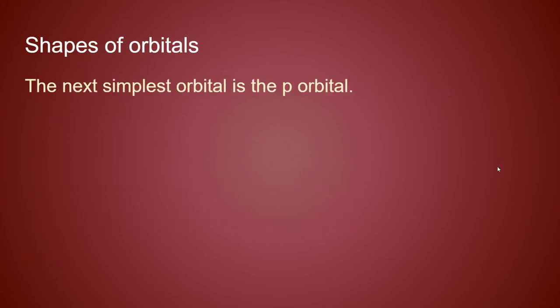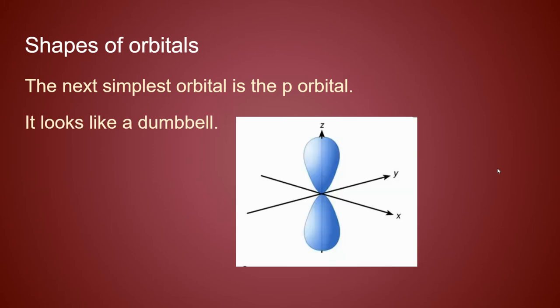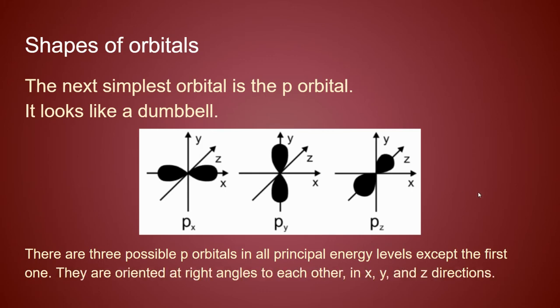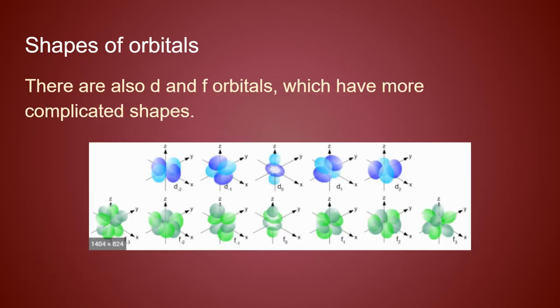The next simplest orbital is the p orbital. It looks like a dumbbell. There are 3 possible p orbitals in all principal energy levels except the first one. And they are identical in shape, but they have different orientations. One is in the x direction, one is in the y direction, one is in the z direction. So they're oriented at right angles to each other in x, y, and z directions. There are also d and f orbitals, which have more complicated shapes.